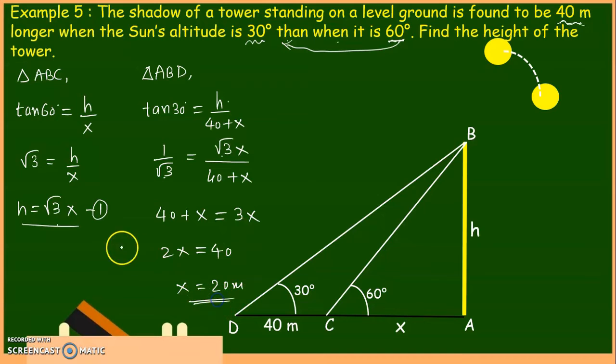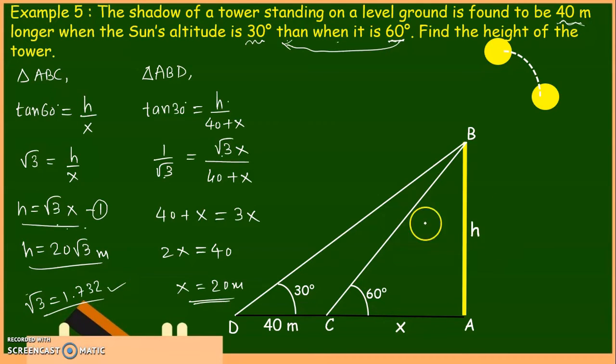And if you put the value of x in equation number 1 here, we get the height of the tower equal to 20 root 3 meter. And if you want to further simplify the answer, then you can put the value of root 3 equal to 1.732 meter. Okay. So the question is very easy. The main thing about this question is to understand the question and draw the diagram.